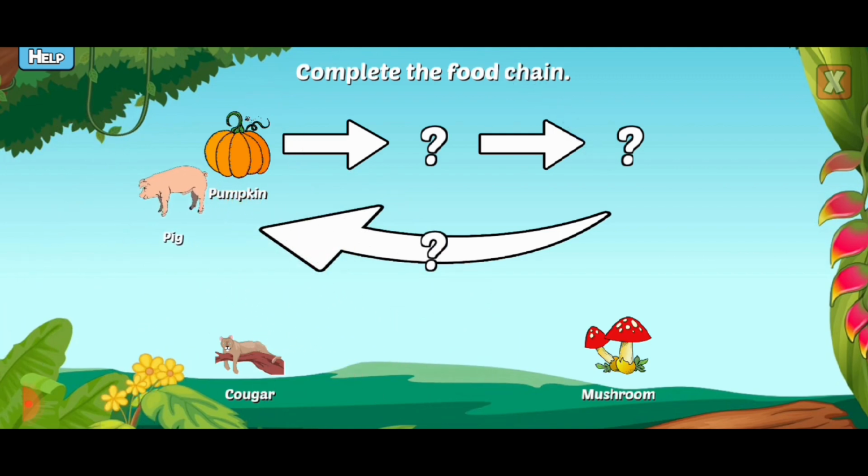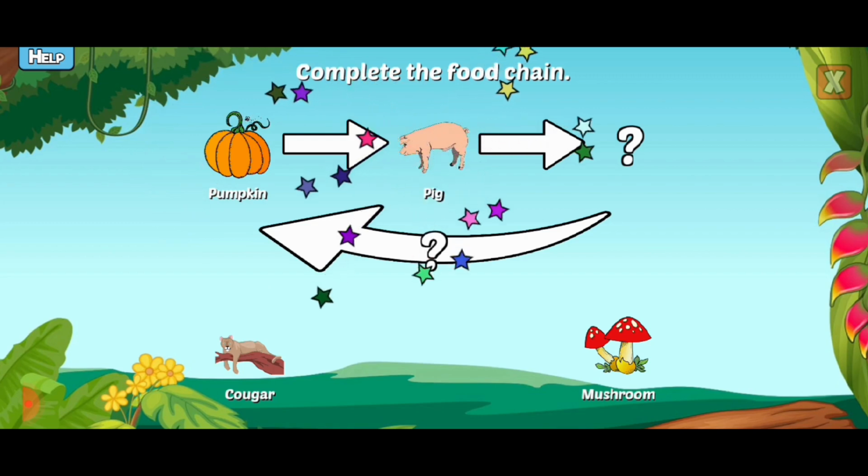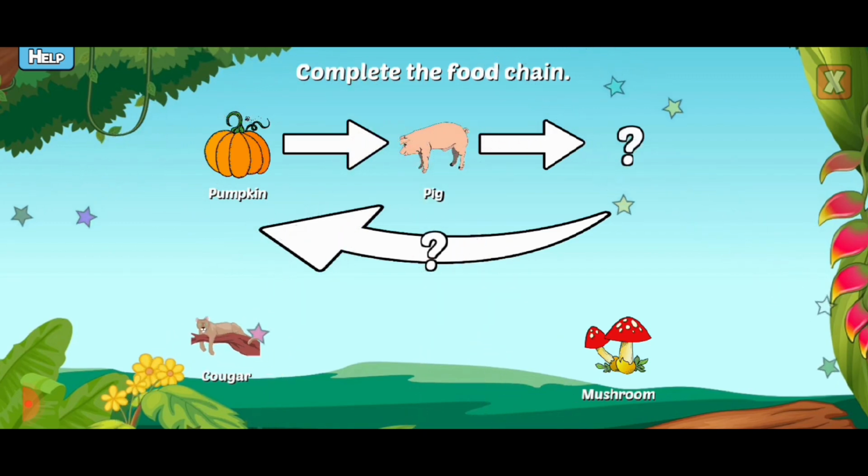At each step, energy is transferred from one organism to another. However, only about 10% of the energy is passed on to the next level. The rest is used by the organism for its own life processes or lost as heat.